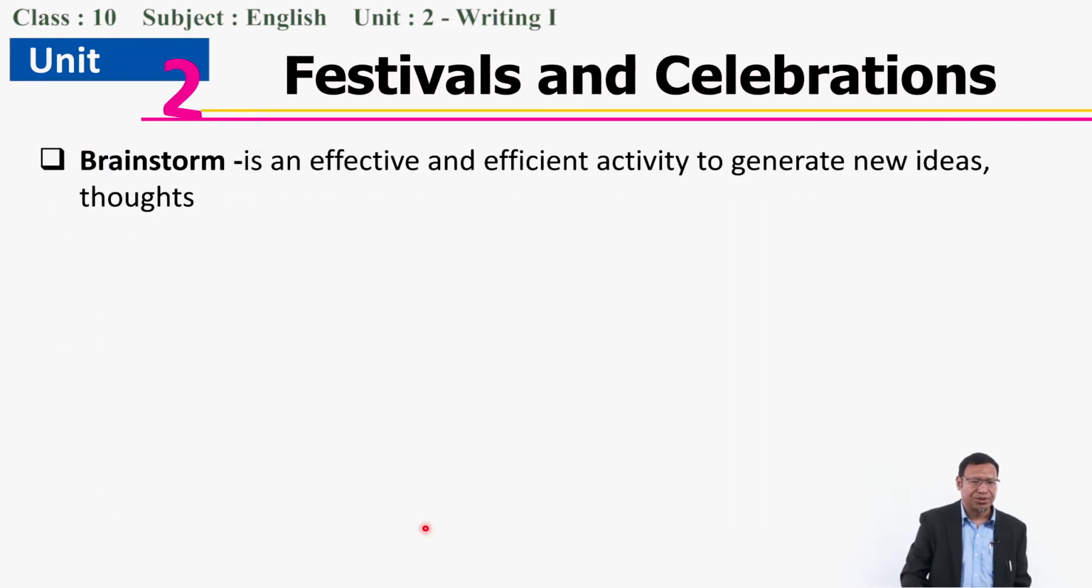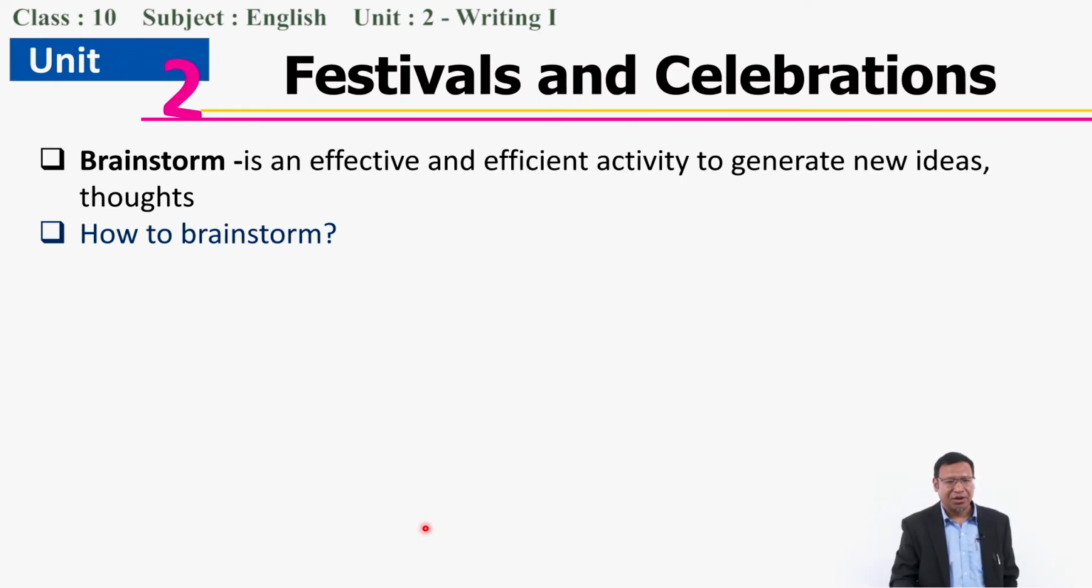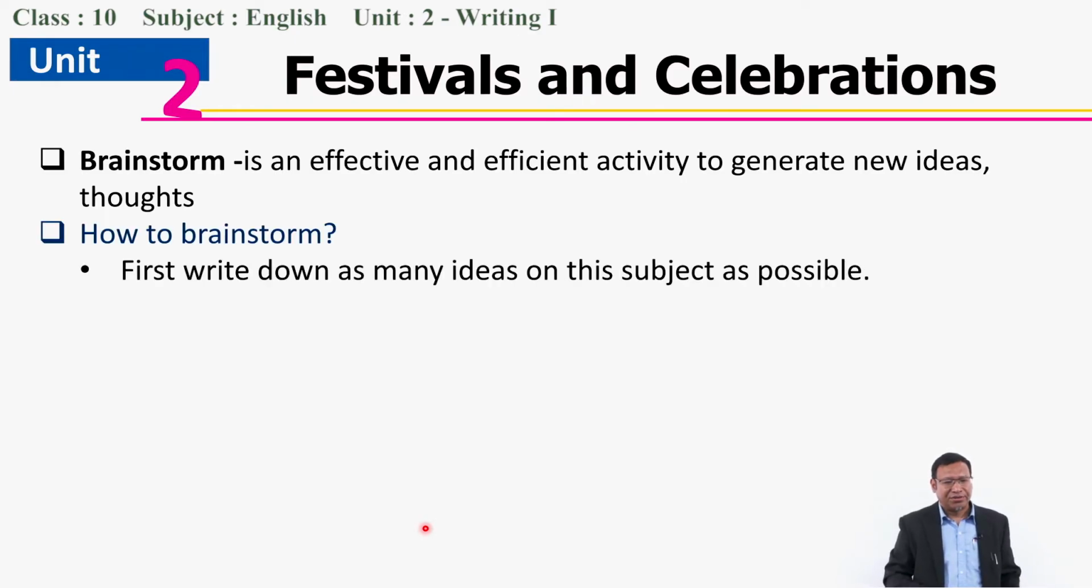Now let's go to the brainstorm. What is brainstorm? It is an effective and efficient activity to generate new ideas and thoughts. Okay. How to brainstorm? First, write down as many ideas on this subject as possible. All right, that's what is brainstorm. Just whatever comes in your mind about the topic, just go on writing down.